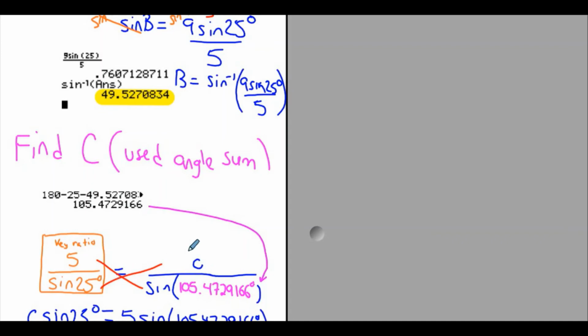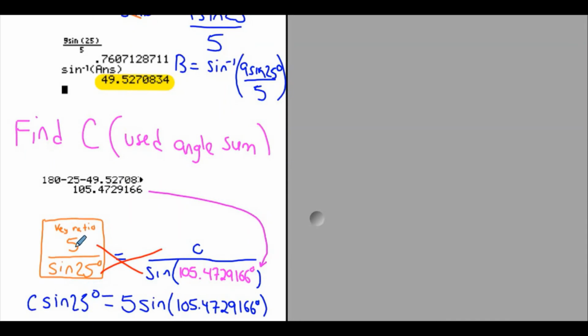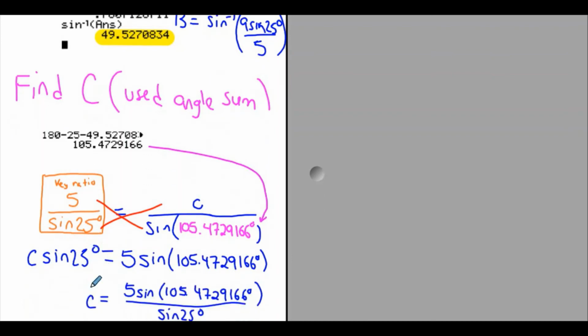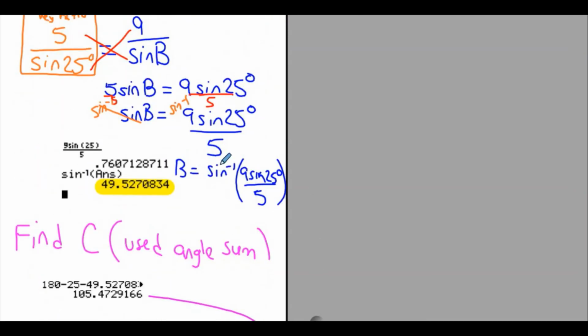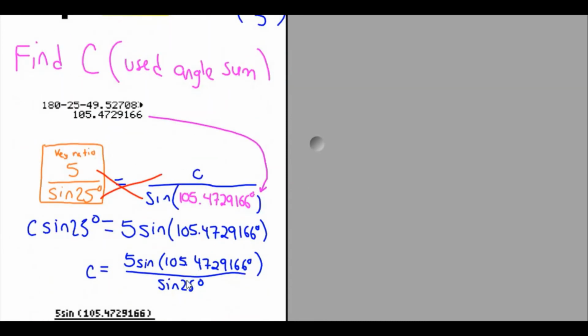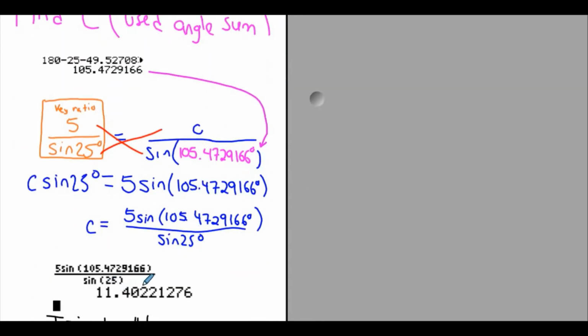I cross multiply, giving me c sine 25 equals 5 sine 105.473. And I divide by sine of 25. I do not need to use inverse because I'm finding a side. Remember, sides use sine and cosine and tangent. Angles use inverse sine, inverse cosine, inverse tangent. And so I type that into the calculator and I get 11.402. Could, of course, have done all that on Desmos as well, or Casio, or what have you.